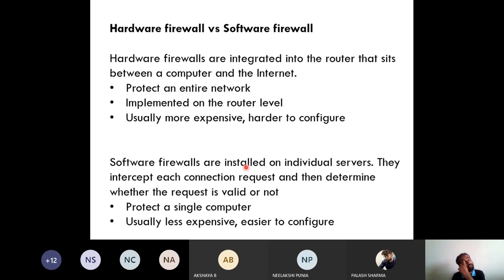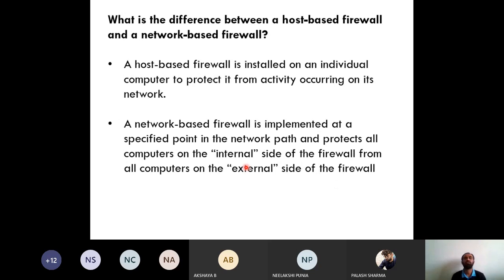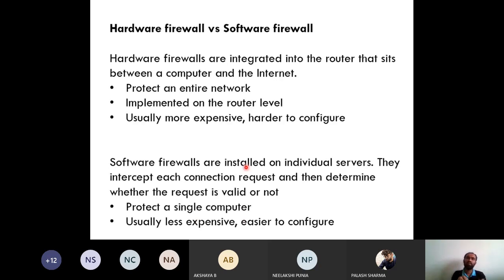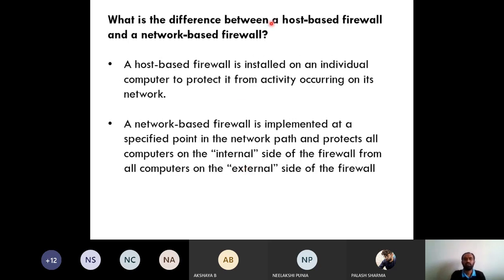Here you are supposed to know one more thing: host-based firewall and network-based firewall. These are the hardware and software firewalls put in a different way, from a different perspective based on the application. As the name itself specifies, a host-based firewall is installed on what? The individual computer. Whereas the network-based firewall is not installed on the individual computer.